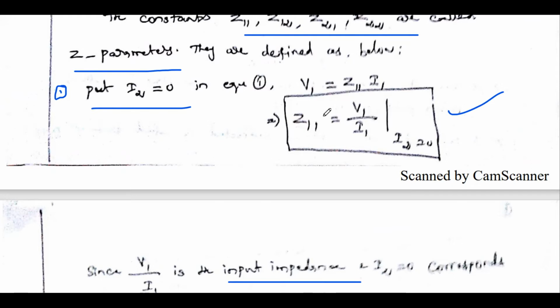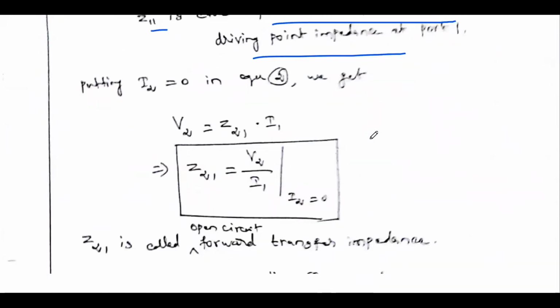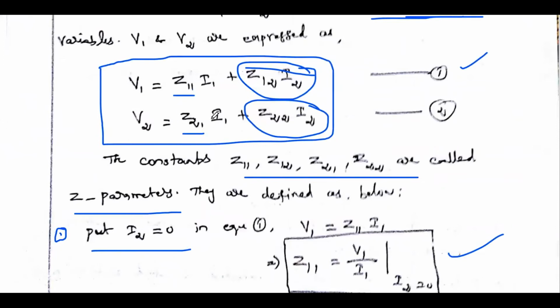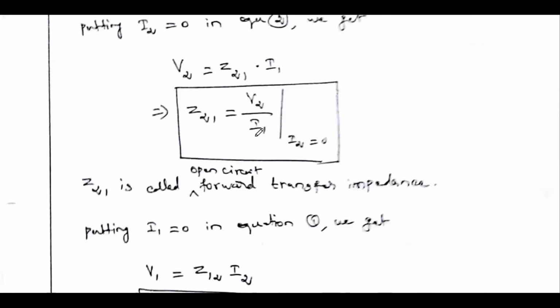So Z11, how can you calculate it? It's nothing but the ratio of input voltage divided by input current. Similarly, in order to find the next constant Z21, again you substitute I2 equal to 0 in equation number 2. If you substitute I2 equal to 0 in equation number 2, the second term cancels. So we get V2 equal to Z21 into I1. From this, the Z parameter Z21 is equal to V2 divided by I1, under the condition I2 equal to 0. So this is Z21.